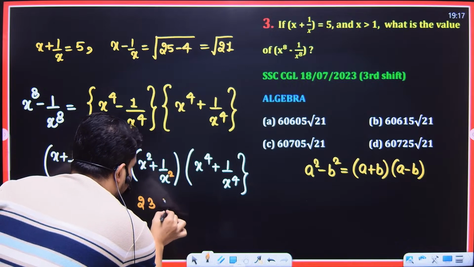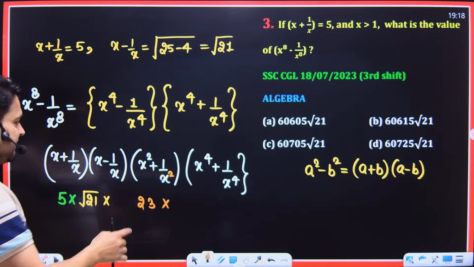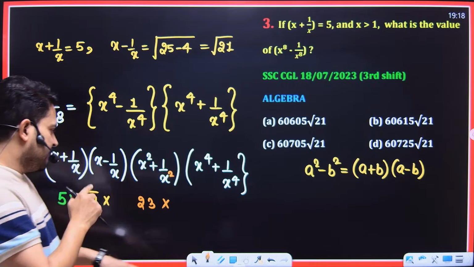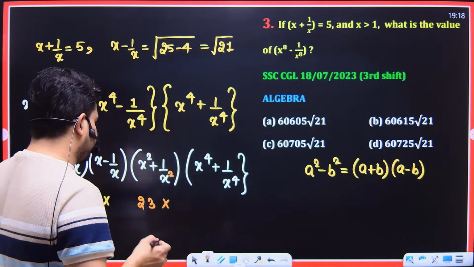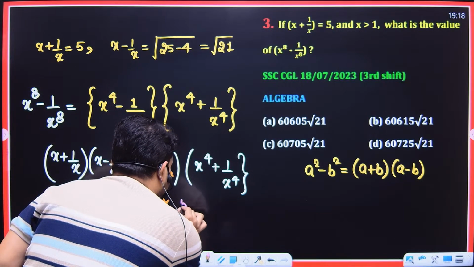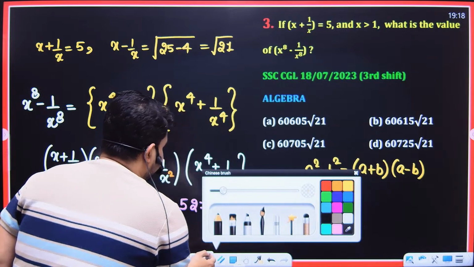If I have to calculate x to the power 4 plus 1 upon x to the power 4, then I have to square it and subtract 2 from it. 23 square is 529, minus 2, 527. This one is my answer. I have to multiply it, but I will not multiply, I will use a digital sum.